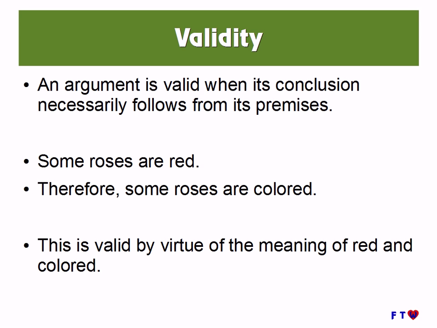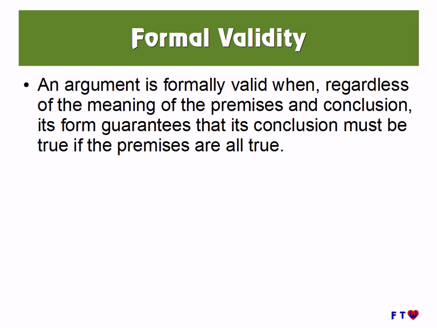An argument is valid when its conclusion necessarily follows from its premises. For example, some roses are red, therefore some roses are colored. This is valid by virtue of the meaning of red and colored, because we know red is a color. But this argument is not formally valid. An argument is formally valid when, regardless of the meaning of the premises and conclusion, its form guarantees that its conclusion must be true if the premises are all true.